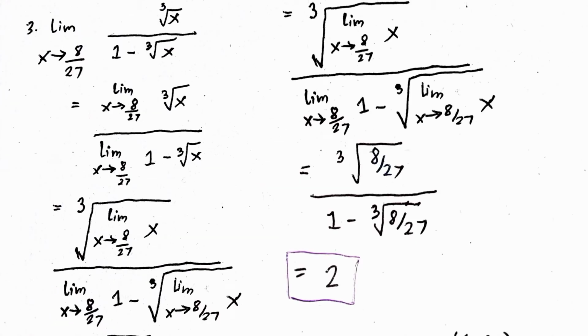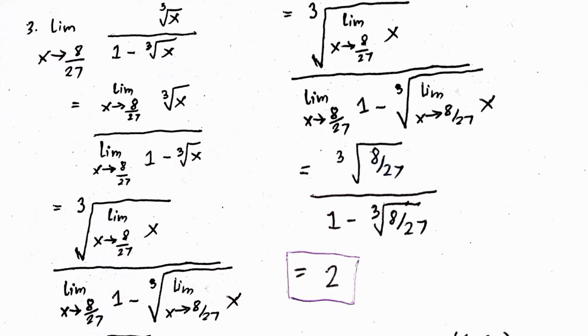Next, let us find the limit of the cube root of x all over 1 minus the cube root of x as x approaches 8 over 27. Apply the quotient theorem, and we have now the limit of the cube root of x as x approaches 8 over 27 all over the limit of 1 minus the cube root of x as x approaches negative 7. Now let us distribute the limit notation inside the cube root function, since we'll just derive to a similar answer.